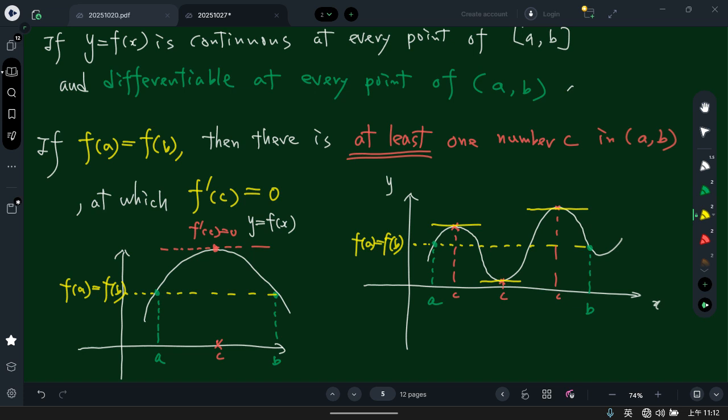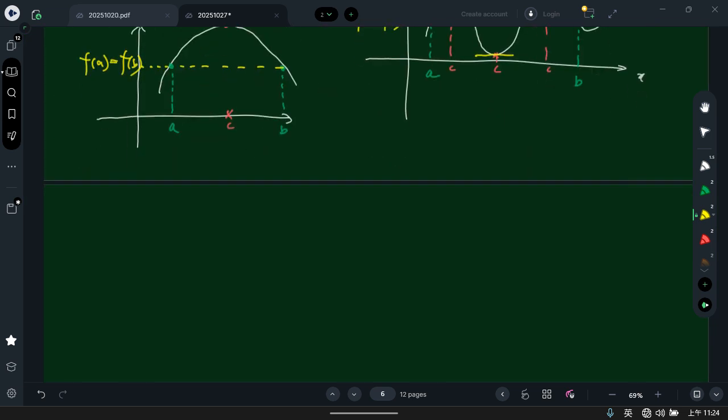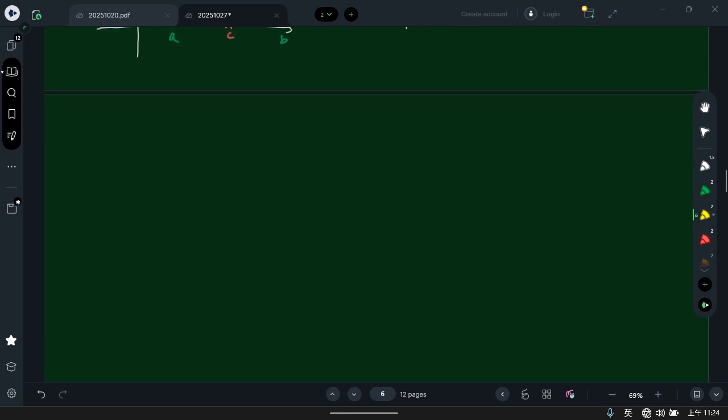Okay, so let's just stop here for a while, and then after 10 minutes, we just come back to the classroom. Before we go for the mean value theorem, maybe I just give you an example to see how can we use Rolle's theorem.